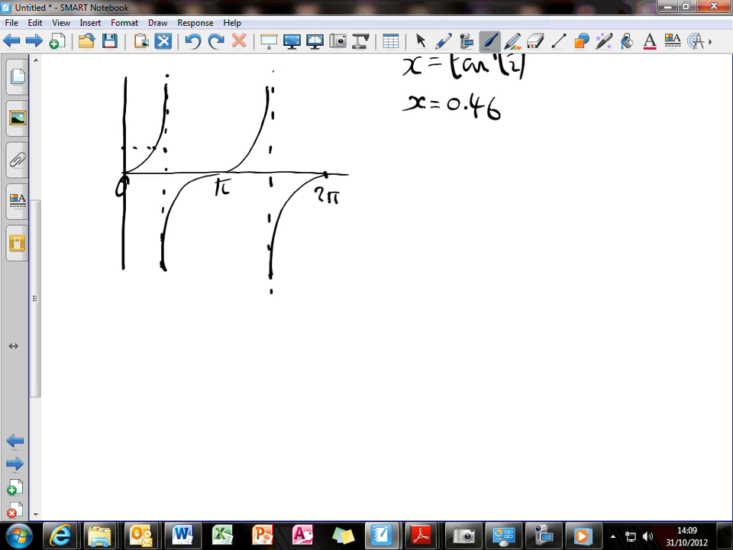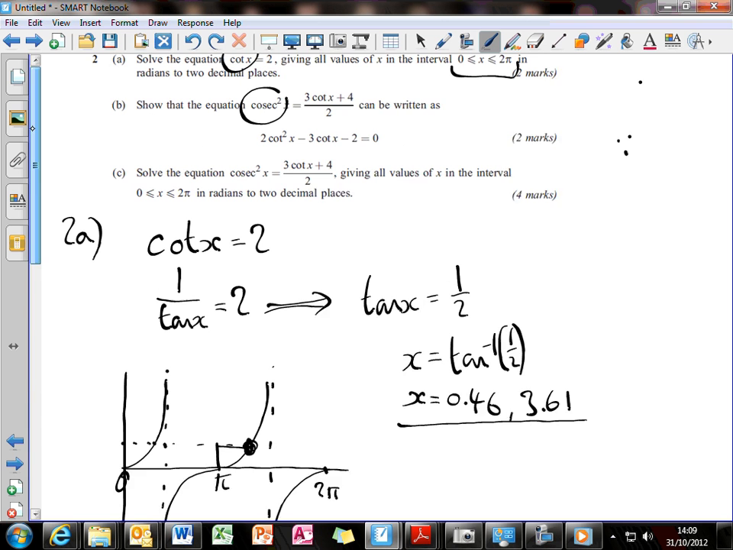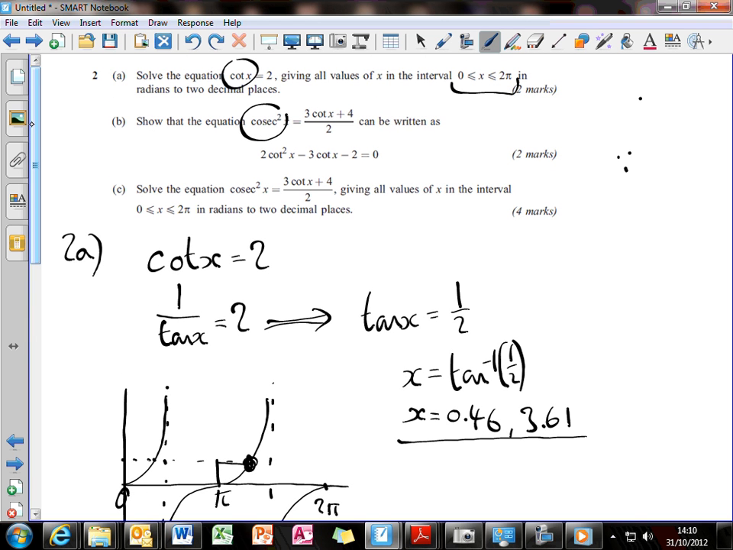The next time it's at that value is going to be pi plus 0.46, because it's going to be that much more there. Okay, so pi plus 0.46 is going to be my other solution in that range, and that's going to be 3.61. Okay, so those are my 2 solutions in that interval, 0 to 2 pi.